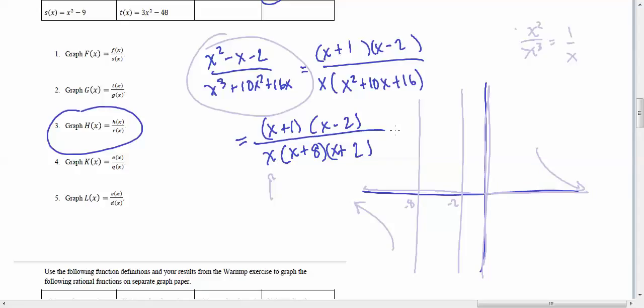As far as the x-intercepts go, all you've got to do is basically set this thing equal to 0, but you can multiply everything by the denominator, and so what that ends up translating to is x plus 1 times x minus 2. So it's telling you that the x-intercepts in this case are at x equals -1 and x equals positive 2.